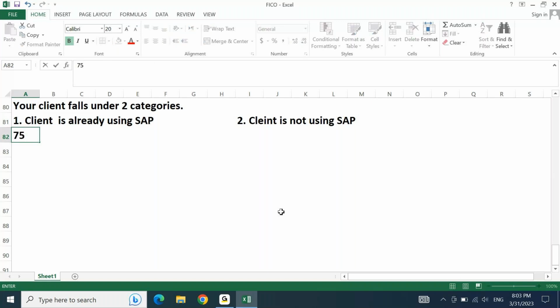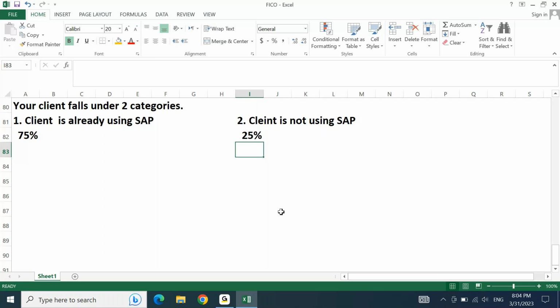Seventy-five percent. This is the scenario that you are going to face. This is only 25%. 75% you are going to work for a client who is already in SAP. So in terms of a rollout, in terms of support, in terms of development, anything, you may be working for a client who is already using SAP, which means there is nothing that you have to configure for them.